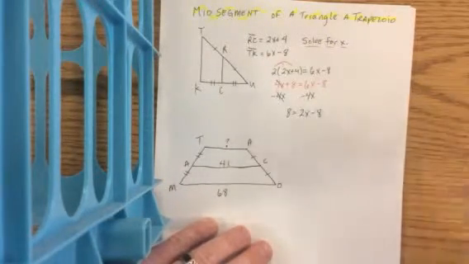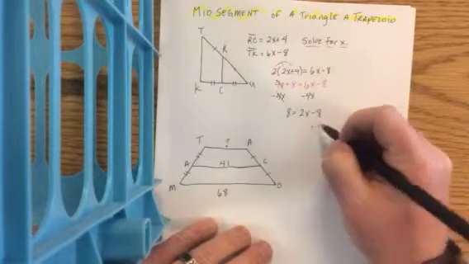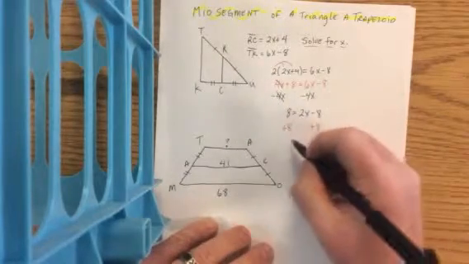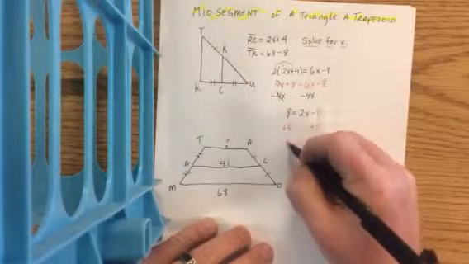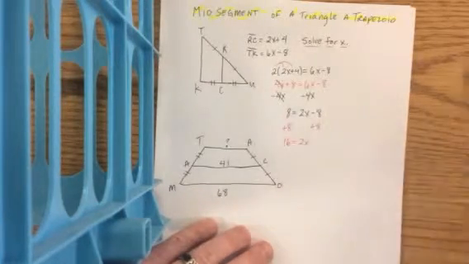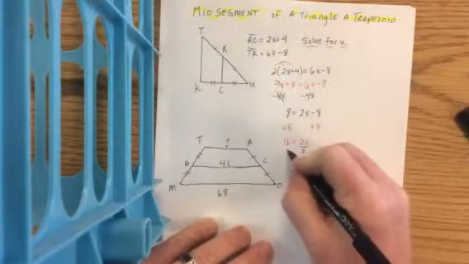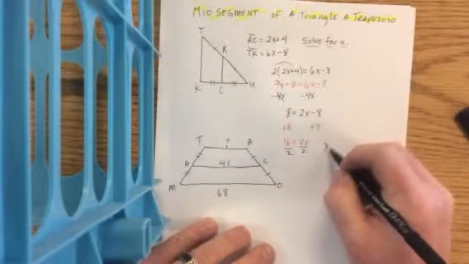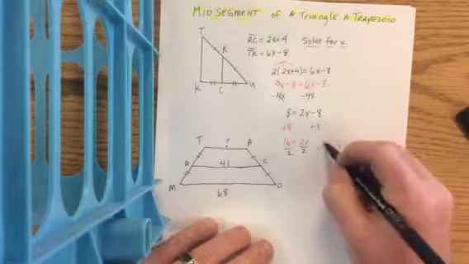The second to last step we have to do is add 8 to both sides. And we end up with 2x is equal to 16. Divide both sides by 2. And x is equal to 8.